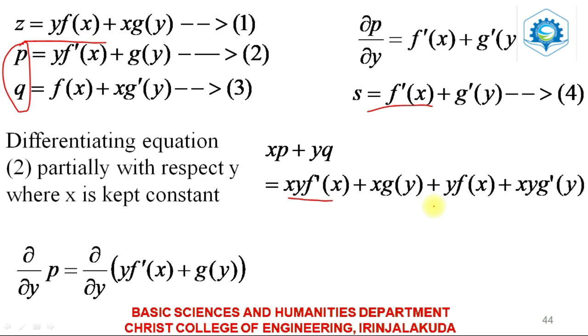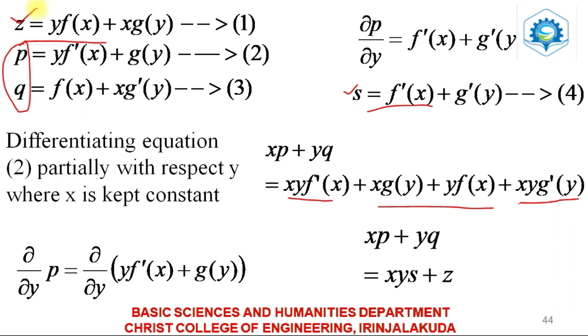Now, what is the usage of writing an equation of the form xp plus yq? Here you can note that xy f dash of x and xy g dash of y. If we take xy common, you will get f dash of x plus g dash of y inside the bracket, which is nothing but our s. And again, the second and third terms together will give x g of y plus y f of x, nothing but our z. So substituting these values, what we get? xp plus yq equal to xy into s plus z. Note that in the last equation, f and g are absent. So that is the required partial differential equation for the given equation.